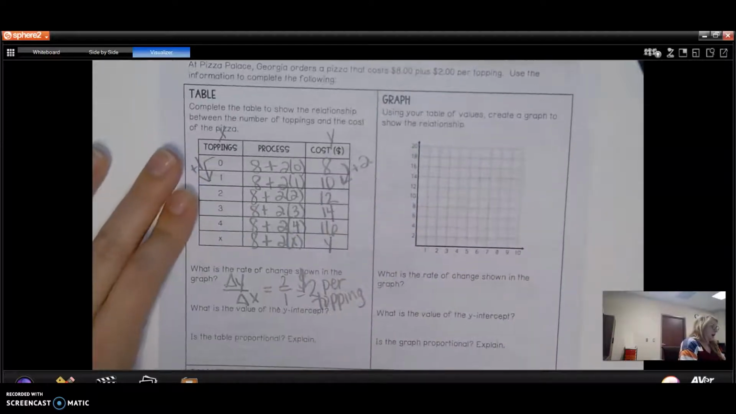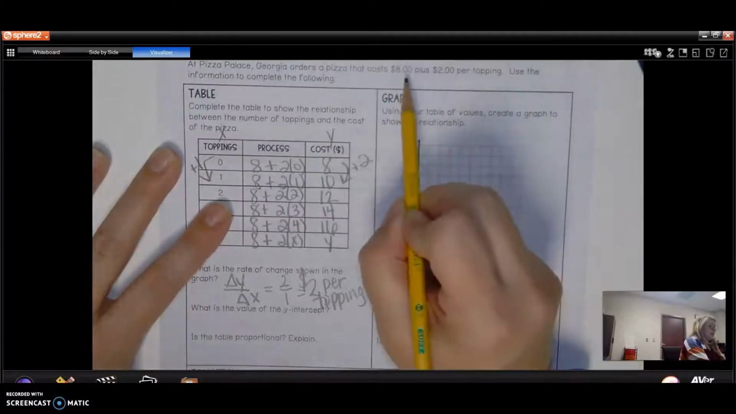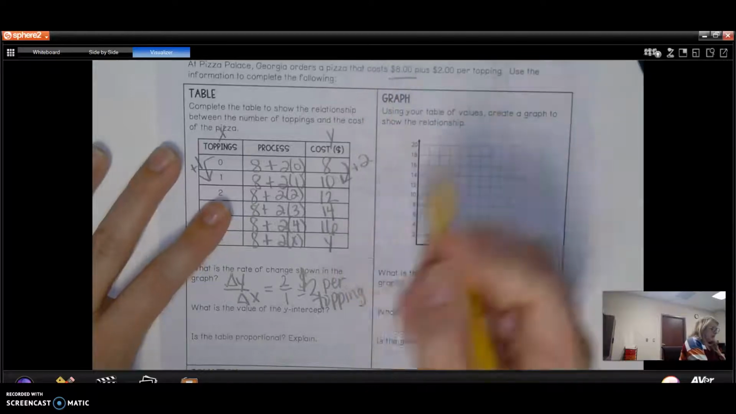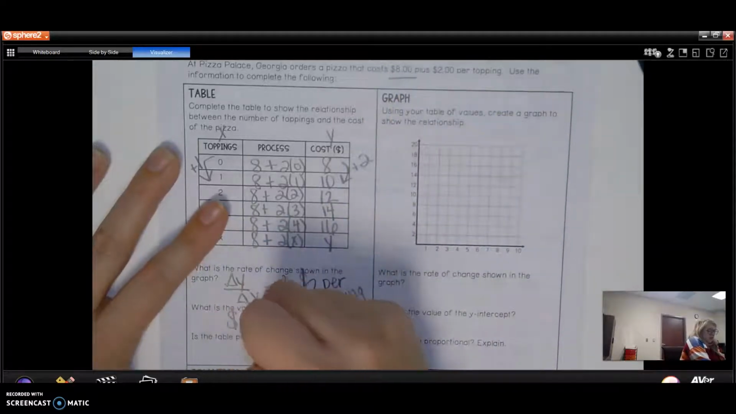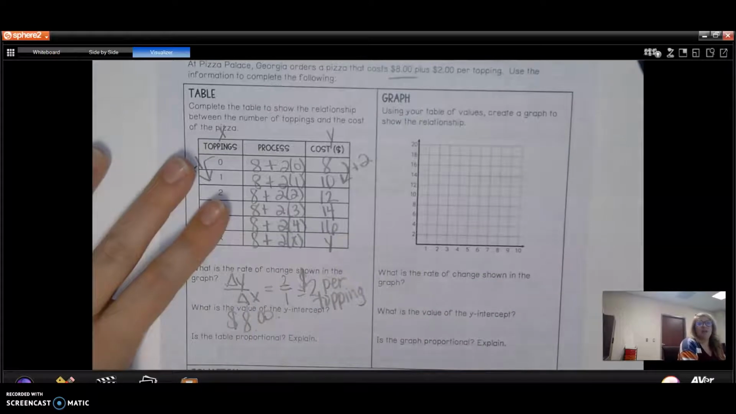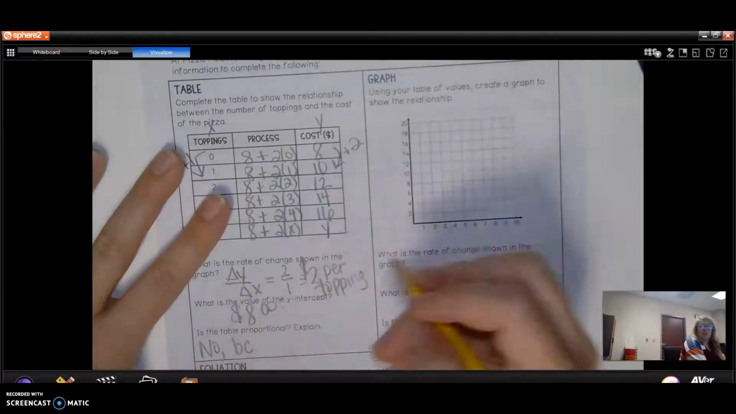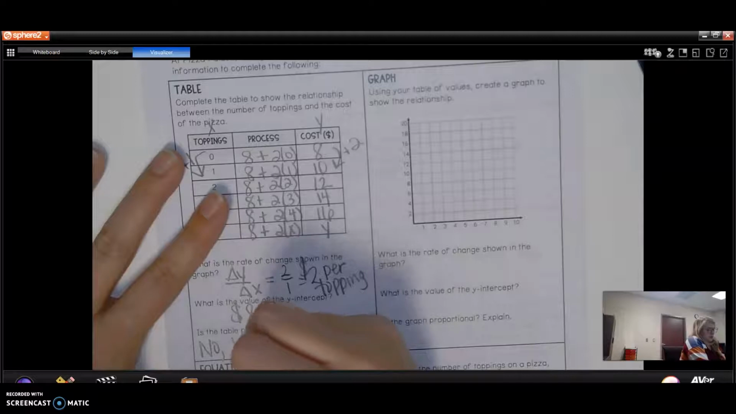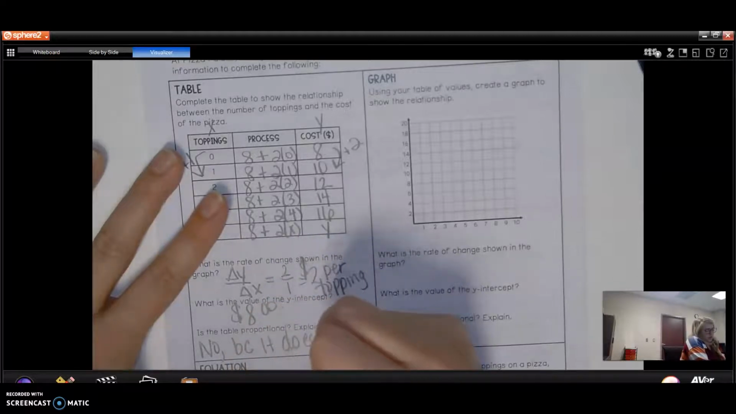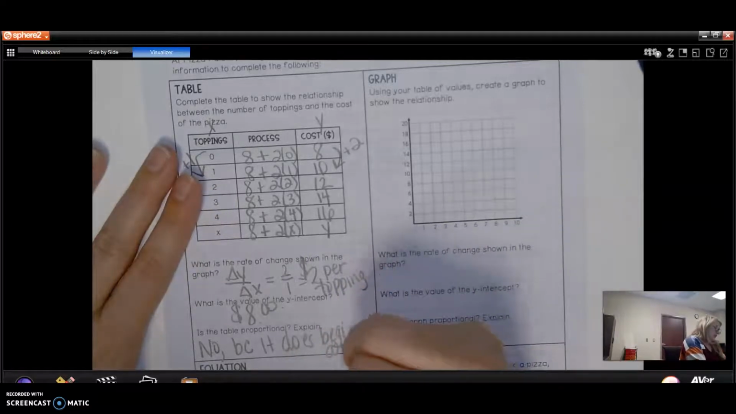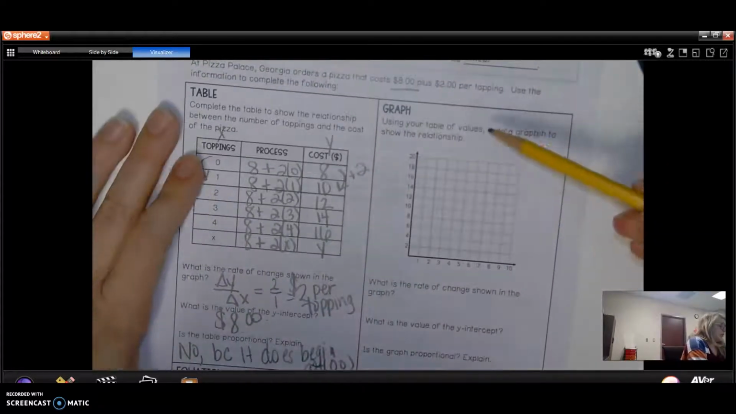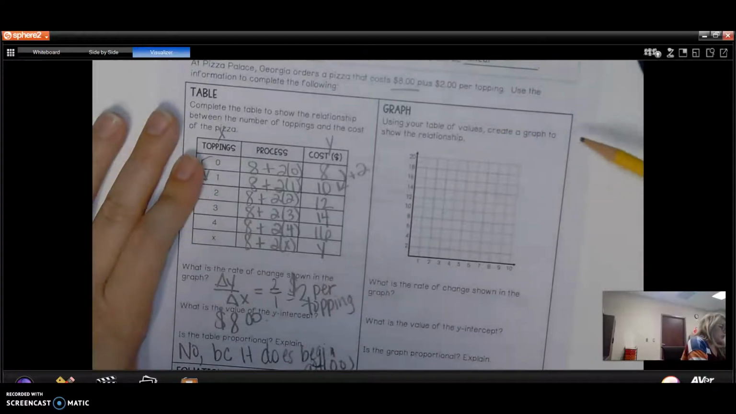What is the value of the y-intercept? Well, the value of the y-intercept is that initial value that we started with. And it told us that we order a pizza, and that pizza cost me $8. Okay, so that's my initial value, $8. Is the table proportional? No, because it does not go through the origin. It does not begin at 0, 0. It begins at 0, 8.